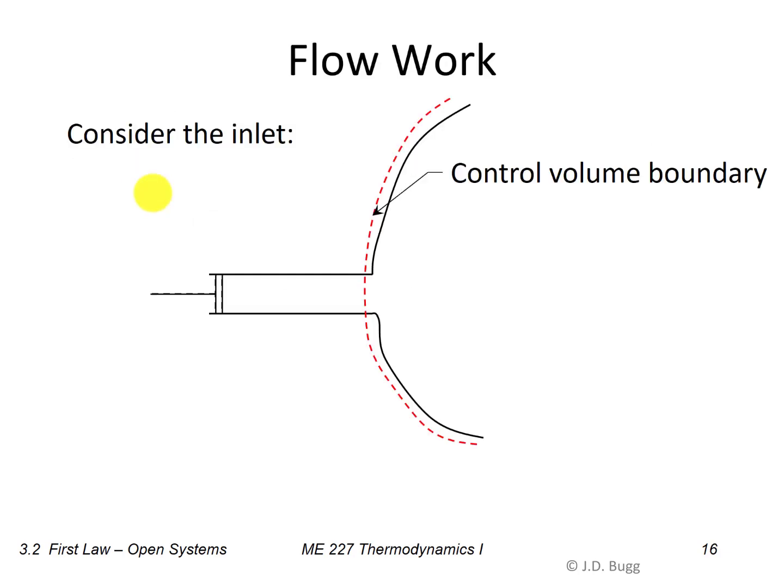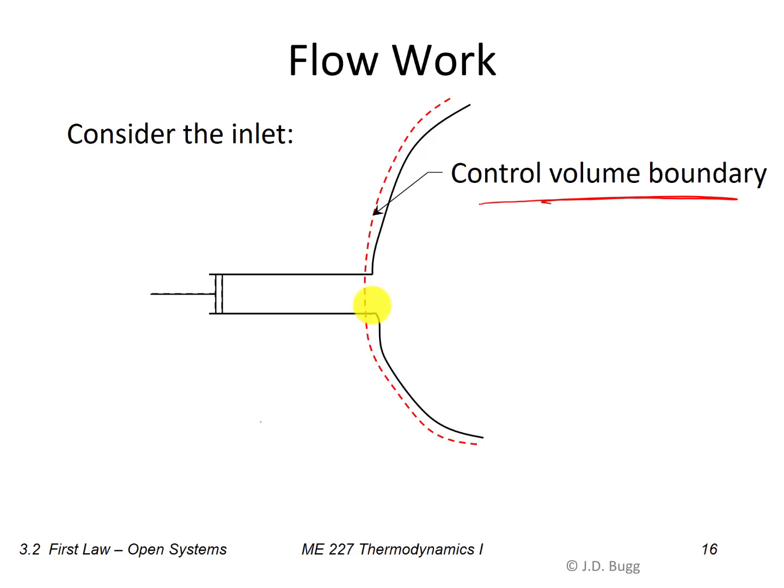So that brings us to the topic of flow work. So we want to go back to the inlet of this control volume. So that's what we're showing here. The rest of the control volume is here as well. We're just zoomed in on the inlet. So just a reminder, we have our control volume boundary here. And remember, a control volume boundary can have flow across it. So that boundary's there, and we're at the inlet here, so there's flow across there.